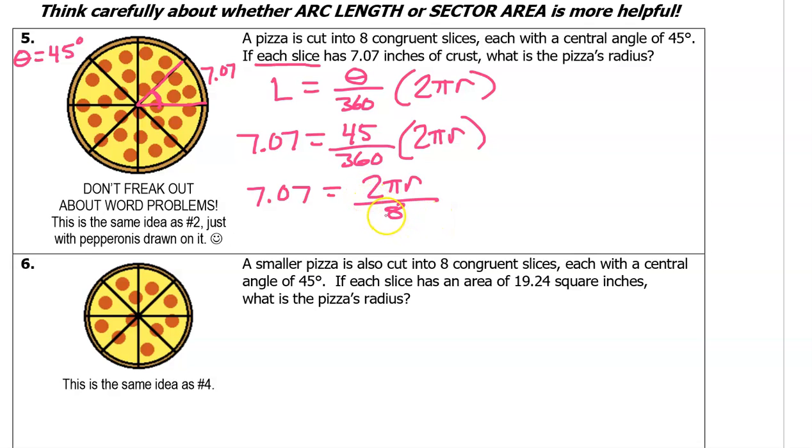This further reduces because 2 goes into 8 twice. So I think I'm just going to reduce this one more little step. So I have 7.07 is equal to pi r over 4. Okay, I just further reduced the 2 and the 8 just now. Became 1 over 4. So now I'm going to multiply both sides by 4. So I'm going to multiply by 4, multiply by 4.